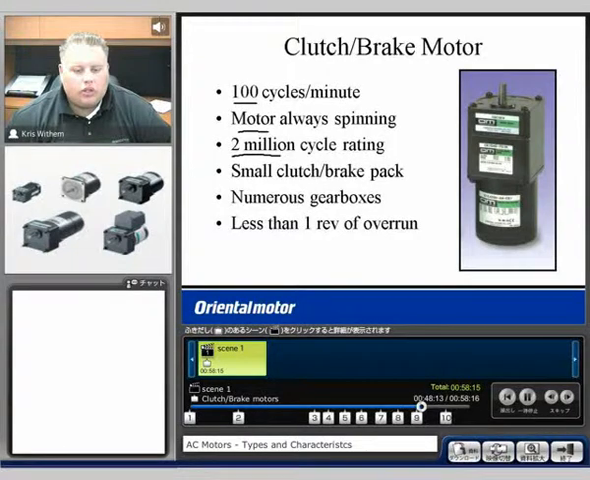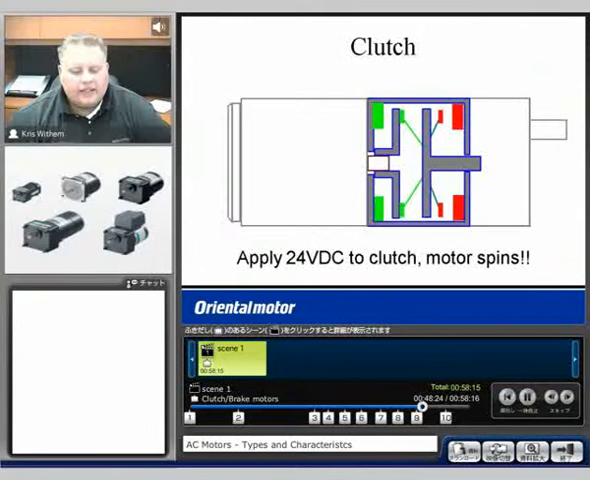We have a small clutch brake pack system with numerous gearboxes, and with the clutch brake, less than 1 revolution of overrun. Again, this is looking at the same type of breakdown, just an internal. The motor shaft is always spinning. However, the output shaft of the gear will only spin when 24 volts DC is applied to the clutch.